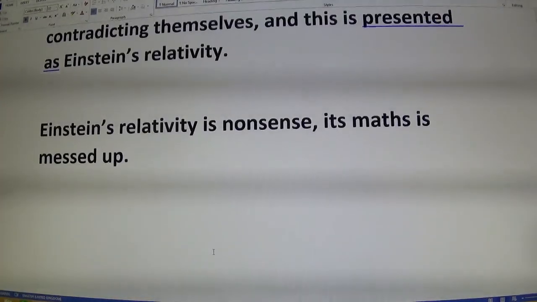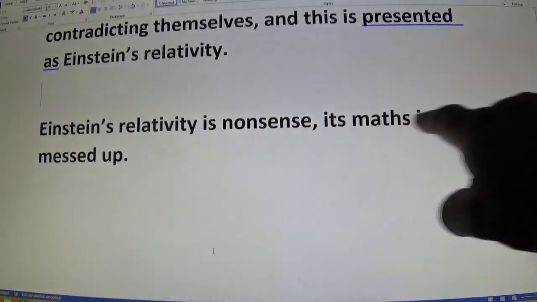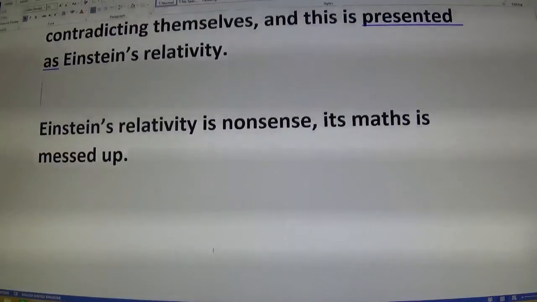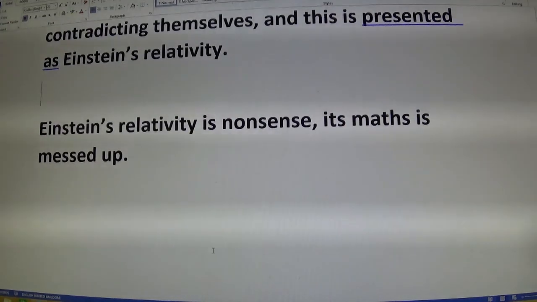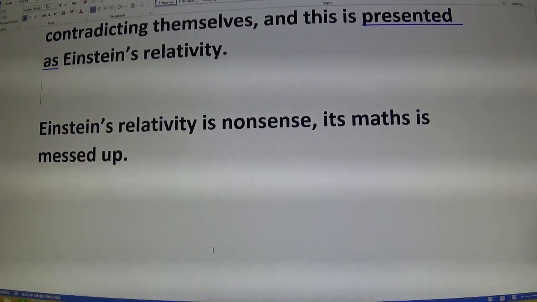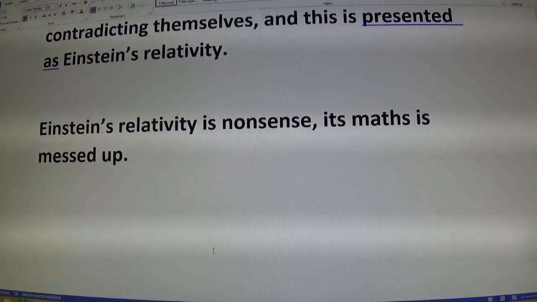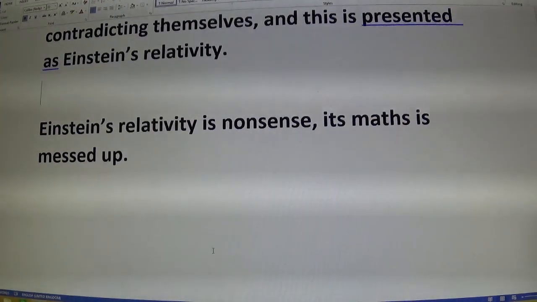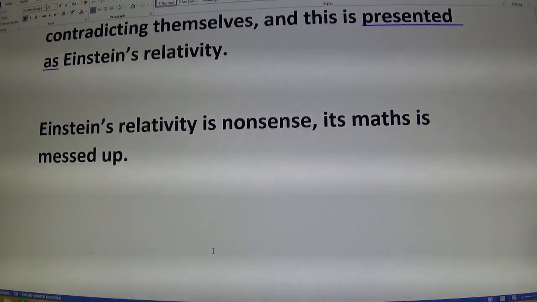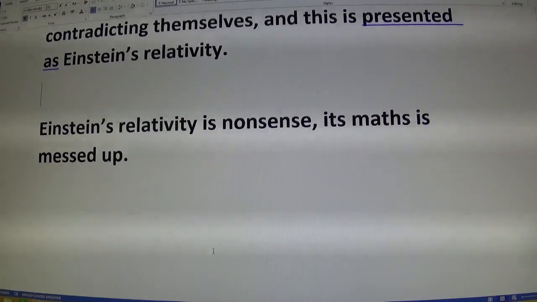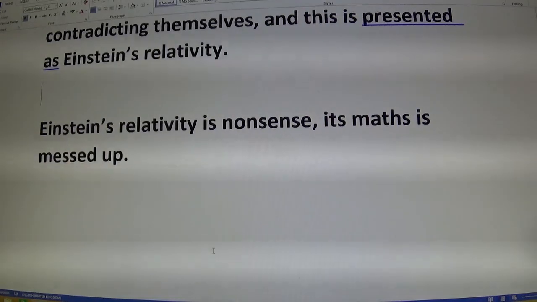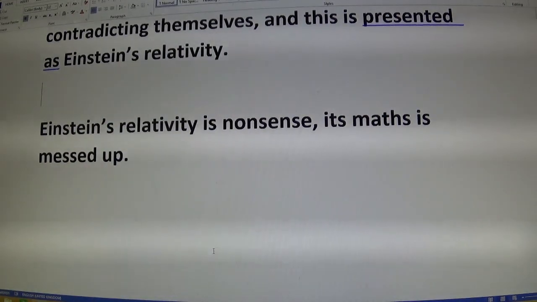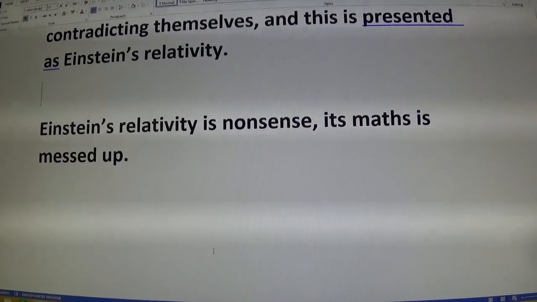So there you have it. Einstein's relativity is nonsense. Its maths is messed up. And that's basically what you've got in these relativity textbooks. You have the maths messed up. You have how Newton is connected to Einstein messed up. And as I pointed out, I think if you've got nonsense, you can't then test that nonsense by experiment, because whatever experiment you do, you've still got nonsense. It never makes sense.